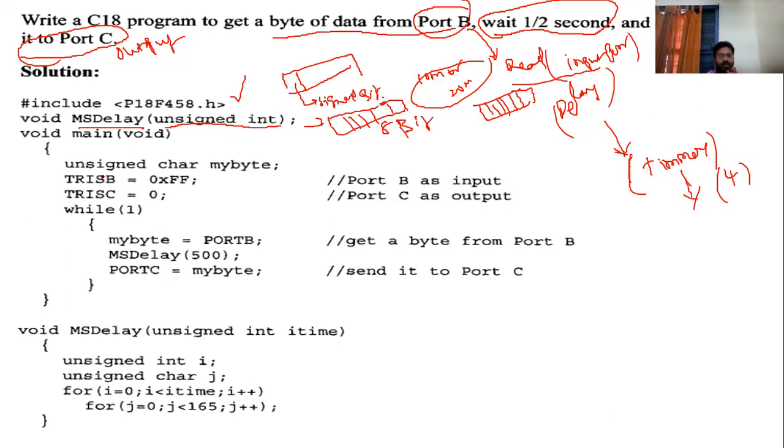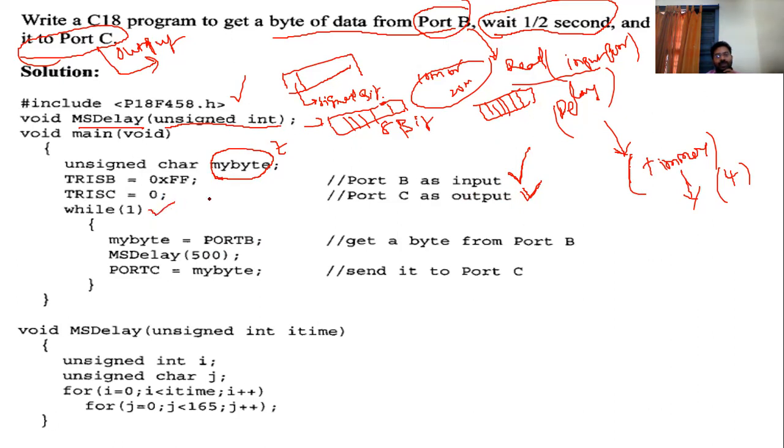Here we can consider unsigned character, my byte. Suppose I consider it as z. Here with TRISB you can make port B an input port and port C an output port. Port C is where you send information, which is the output port; receiving information means input. Then while loop.